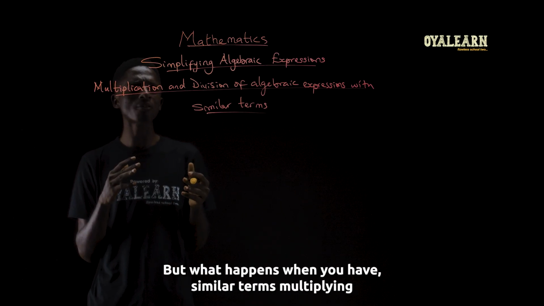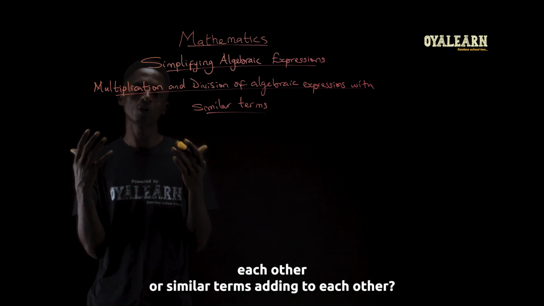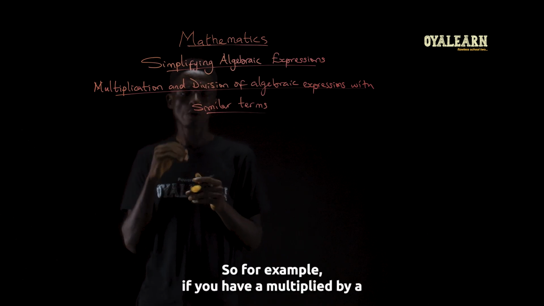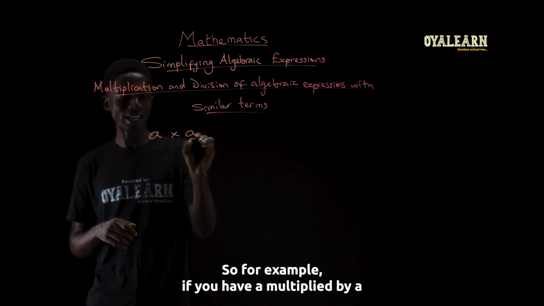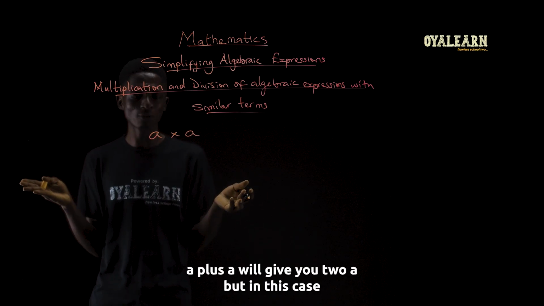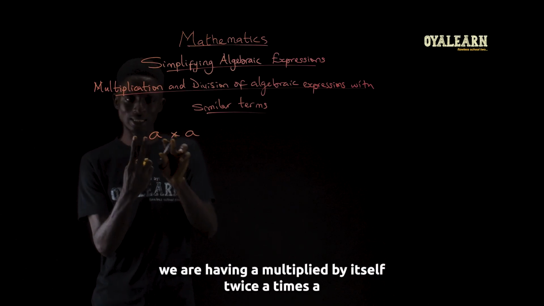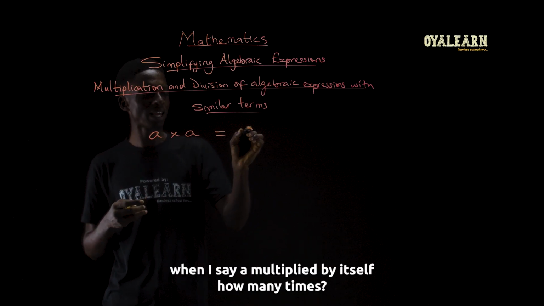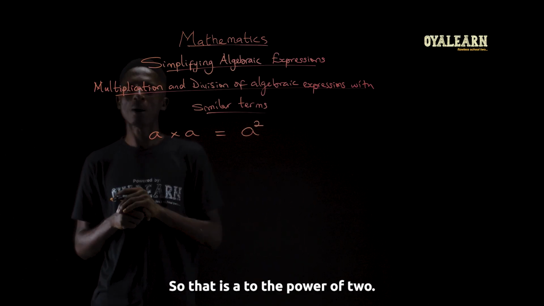But what happens when you have similar terms multiplying each other or similar terms adding to each other? There's a completely different thing that goes on in that world. So, for example, if you have a multiplied by a, it is different from a plus a. A plus a will give you 2a. But in this case, we are having a multiplied by itself twice, a times a. So this is often written as an exponent, where you now say a multiplied by itself, how many times? Twice, so that is a to the power of 2.